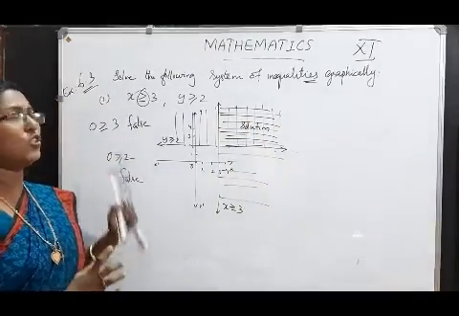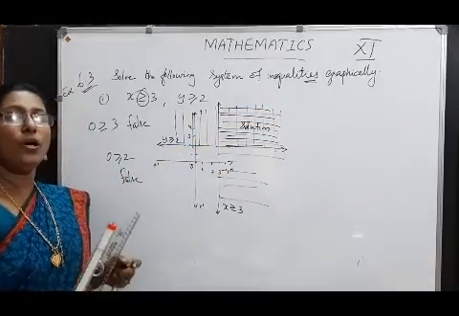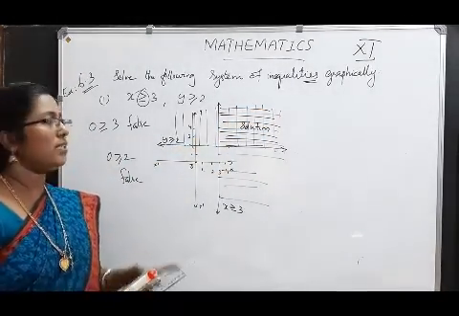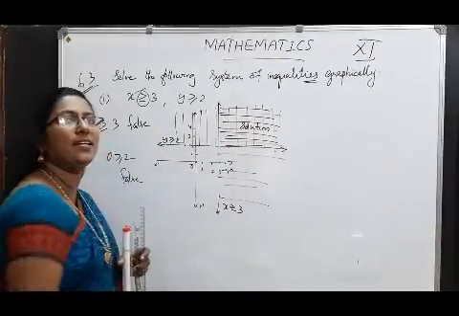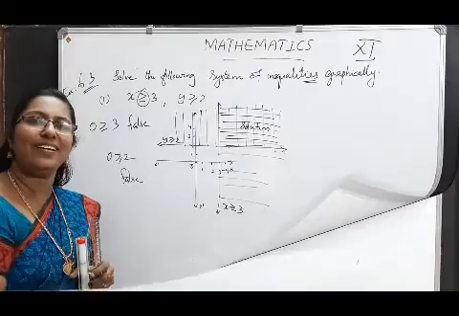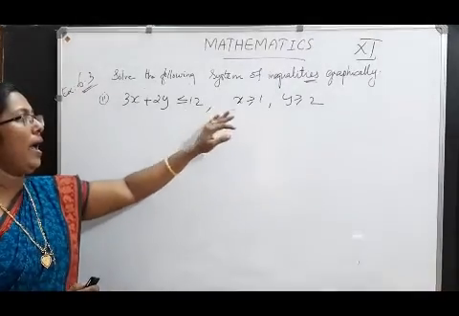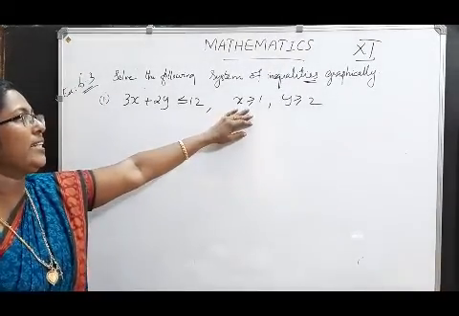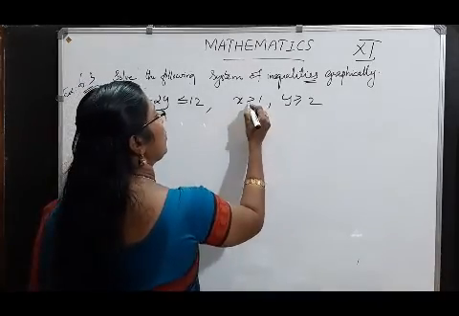When we solve a system of inequalities graphically, draw each inequality in the same plane. The common part of the regions is the solution. Clear? Okay. Second question: 3x plus 2y less than or equal to 12, and x greater than or equal to 1, and y greater than or equal to 2.